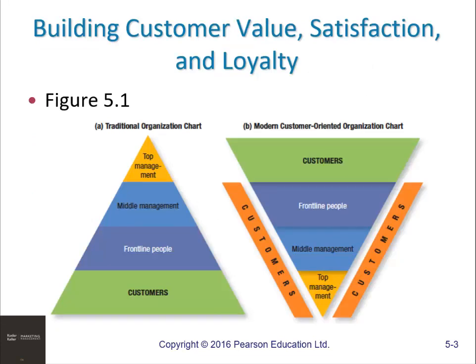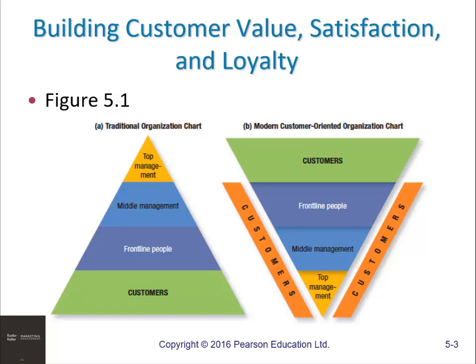Managers who believe the customer is the company's only true profit center consider the traditional organizational chart in Figure 5.1: a pyramid with the president at the top, management in the middle, and frontline people and customers at the bottom. Obsolete. Successful marketing companies invert the chart to look like Figure 5.1b.